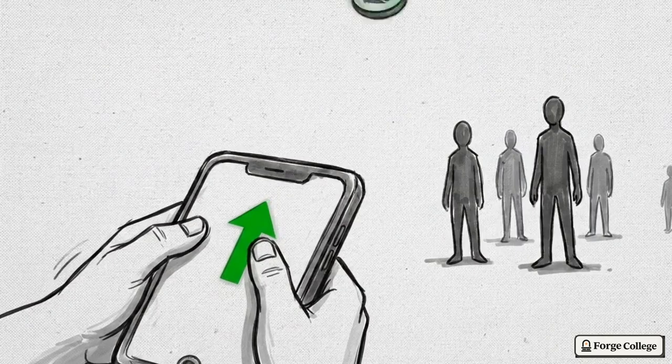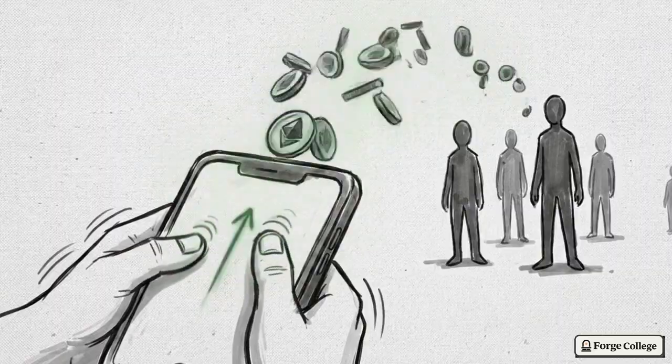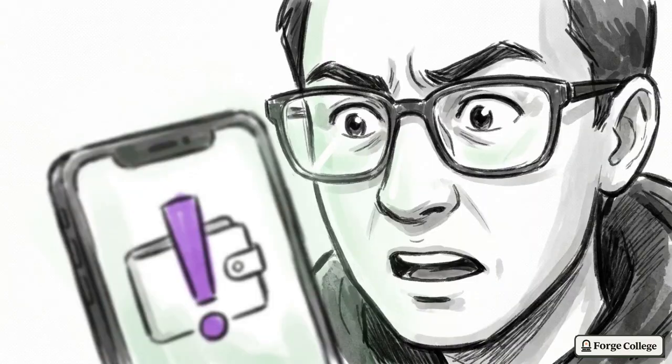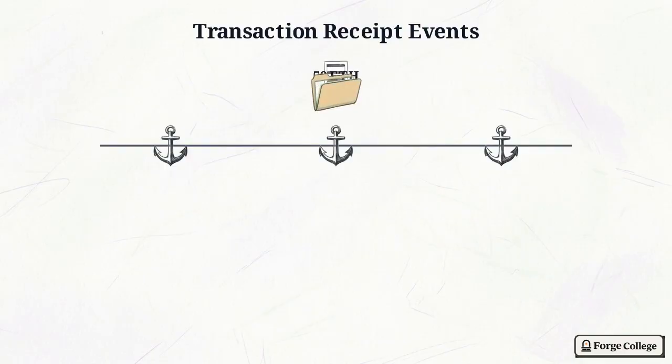Let's apply this to a real-world scenario. A user tries to execute a complex batched token transfer, sending money to several people at once. The transaction technically finishes, but the user notices their final token balances are completely wrong. This timeline graphic maps out the chronological events extracted from the transaction receipt. We have Event A, the batch start, Event B, an individual transfer within that batch, and Event C, the batch completion. We look at Event B.